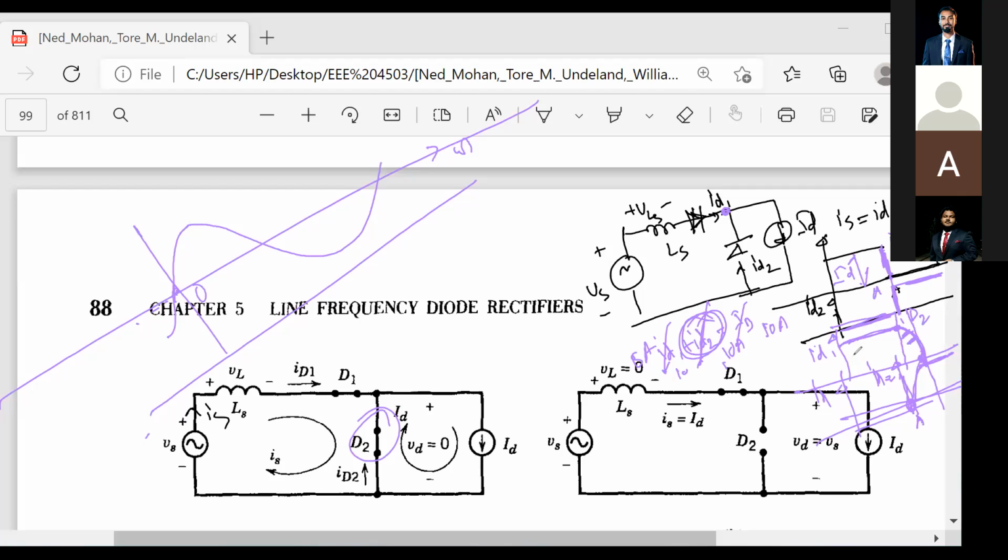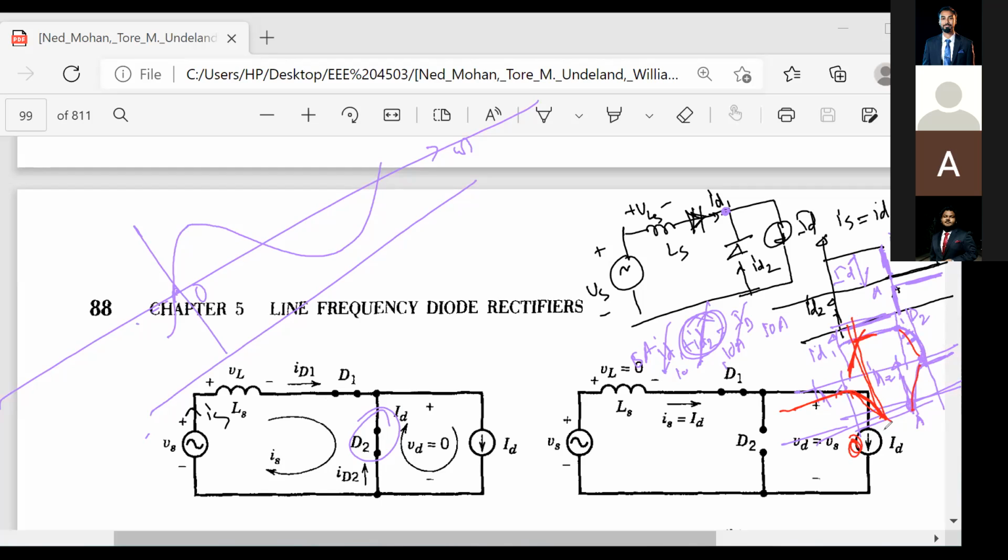Yes. Suppose here, and it is going down like this, and it will go like this. Okay. So during the commutation, when one diode is losing the current, another diode is building the current. Here at omega t equal to 0, D2 is losing the current, D1 is building up the current.